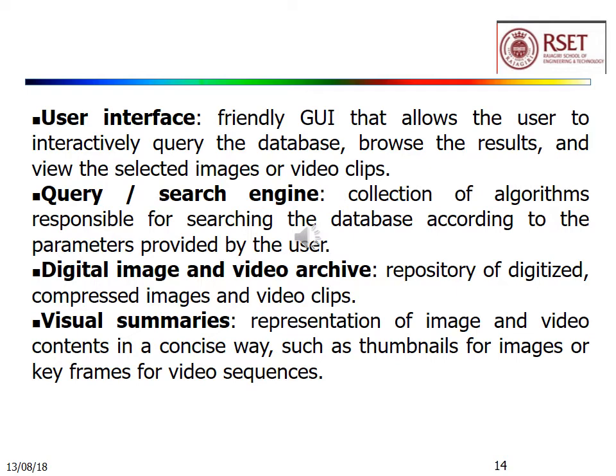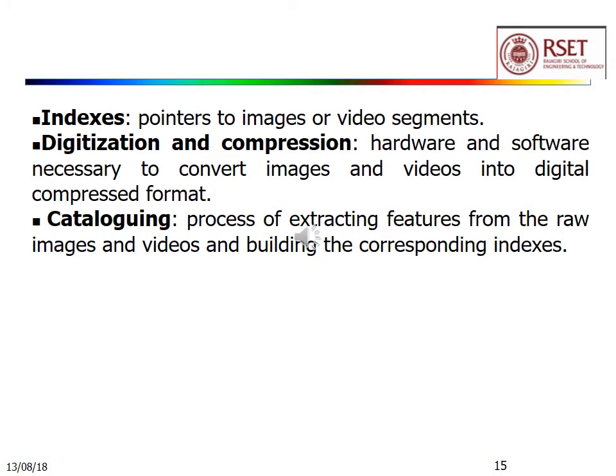The next is the archive. This is a repository of the digitized, compressed image and video clips. The next one is visual summaries, the representation of image and video contents in a concise way, like thumbnails for images or keyframes for video sequences. Next is the index. Indexes are pointers to image or video segments. Next is digitization and compression, the hardware and software necessary to convert images and video into a digital compressed format.